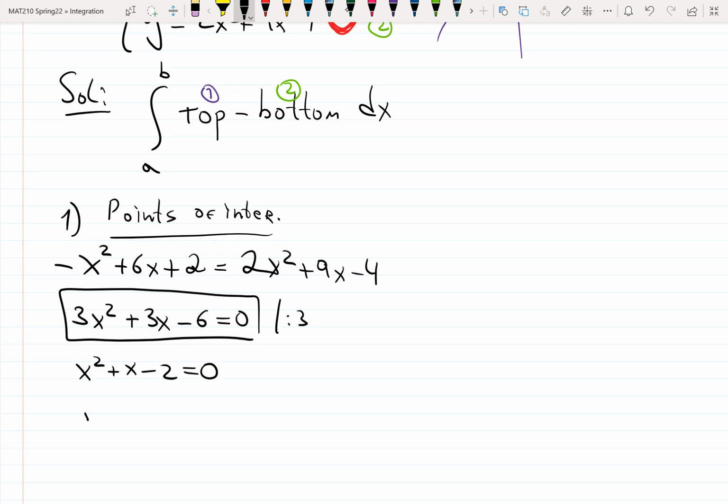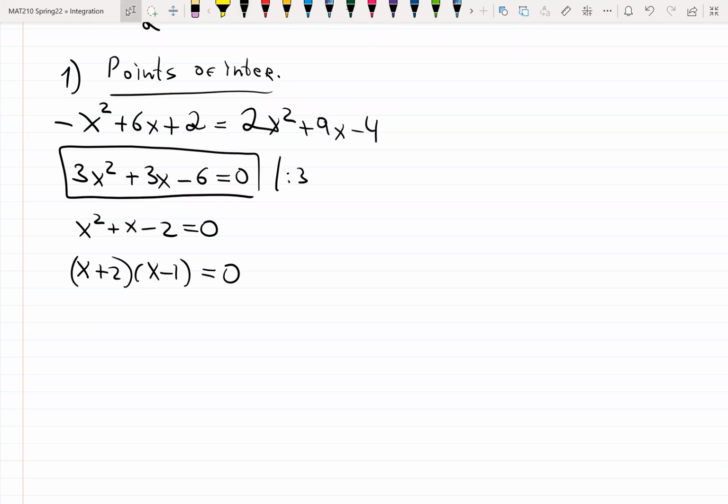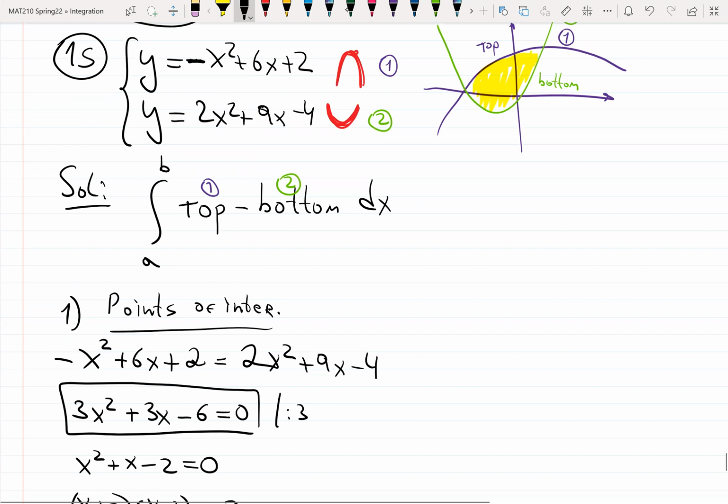x plus 2 and x minus 1, or use the quadratic formula, whatever you know, but you need to learn how to solve this. Learn this. It's going to be on the test again and again next semester. So those are my points of intersection, minus 2 and 1. They should also look nice on the graph. It's true, see, it looks nice. Minus 2 and 1. They kind of make sense.